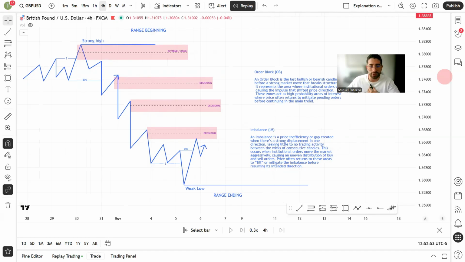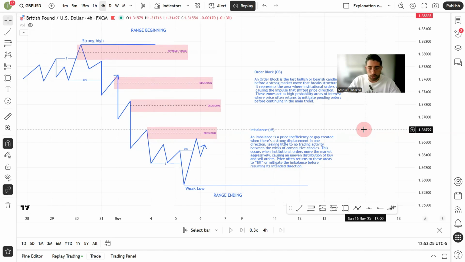Now let's go to the definition of an imbalance. An imbalance is a price inefficiency. You will also find it called an imbalance, an inefficiency, or a gap by other traders, in books, or on the internet. It is created when there is strong displacement in one direction, leaving little or no trading activity between the wicks of the consecutive candles.